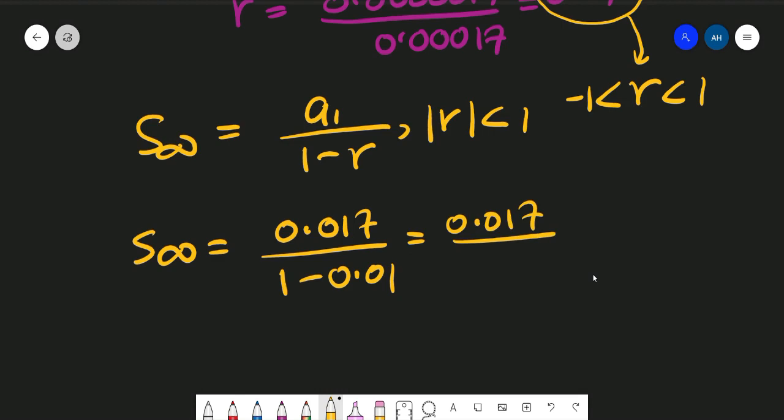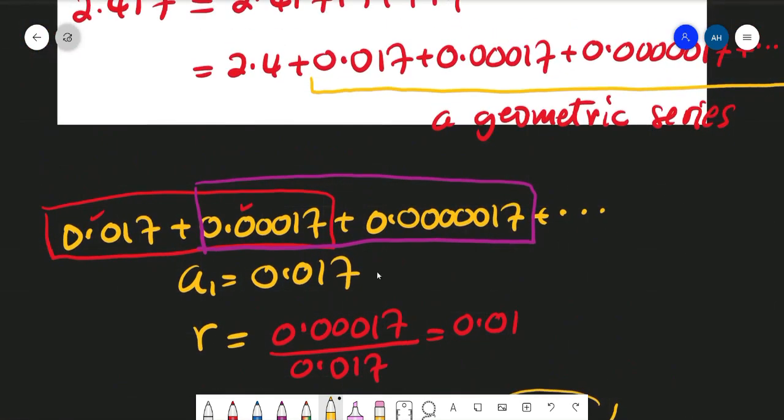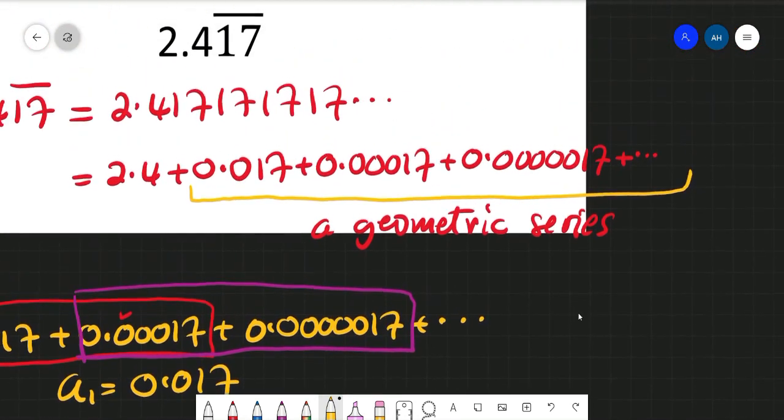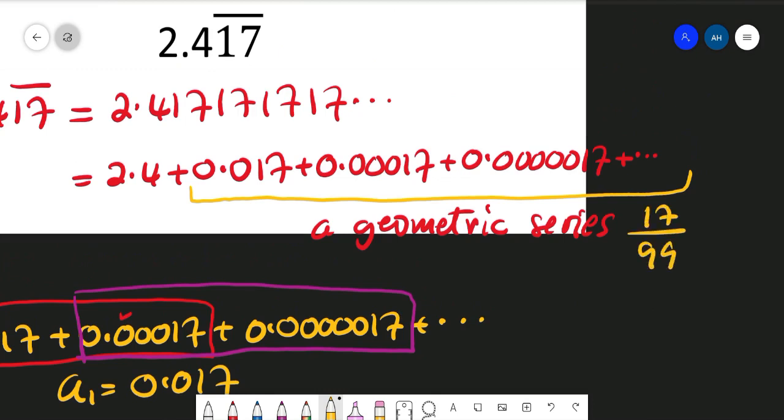0.017 divided by 0.99. Okay, let's simplify so that we have a proper fraction. We have 17 over 990. Yes, we already have the infinite sum of that geometric series. That is, the sum of all these numbers, starting from 0.017 going to infinity, is equal to 17 over 990.